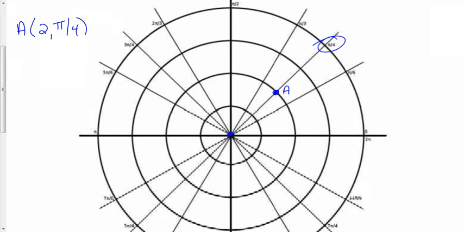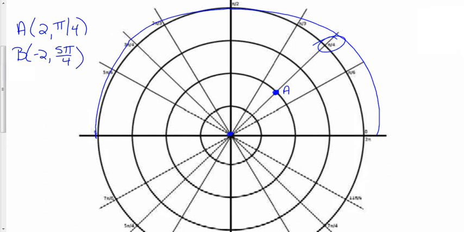Next point that I have is point B, and that is at -2, comma, 5 pi over 4. So for 5 pi over 4, I'm starting here, I'm going 1 pi over 4, 2 pi over 4, 3 pi over 4, 4 pi over 4, 5 pi over 4 down here. So this is my angle that I'm using, and I'm going a negative radius, a -2, so I'm going backwards, 1, 2, and this is point B as well. So A and B end up indicating the same point in polar coordinates.